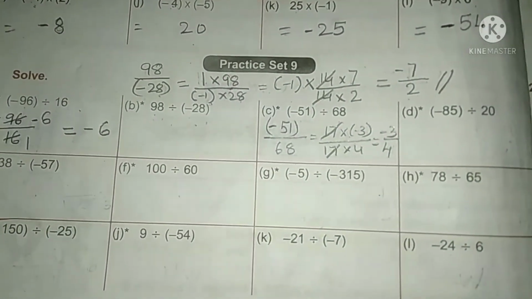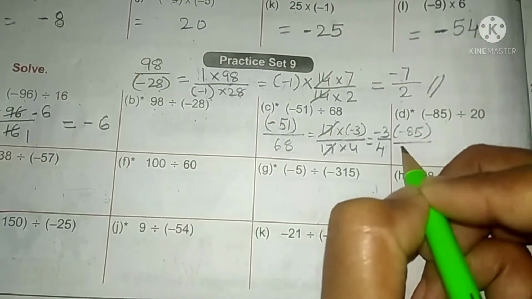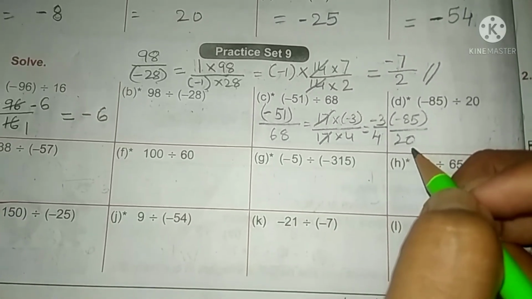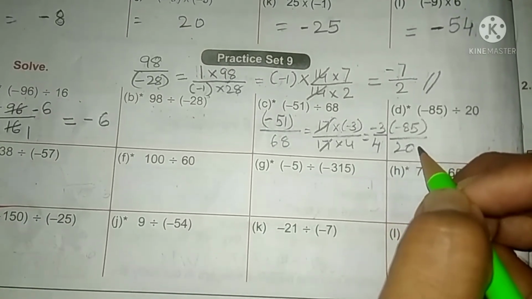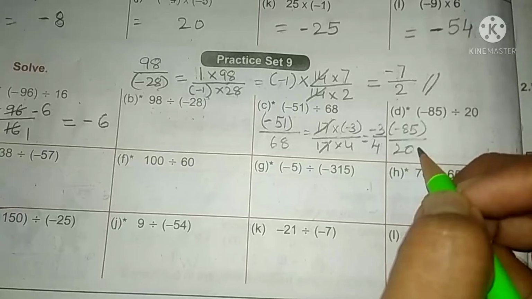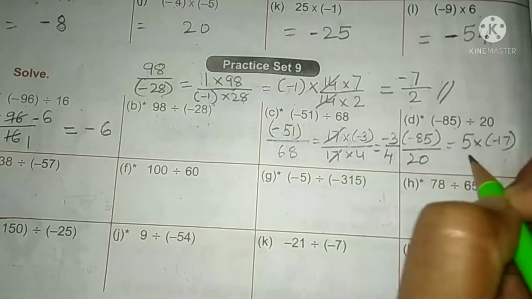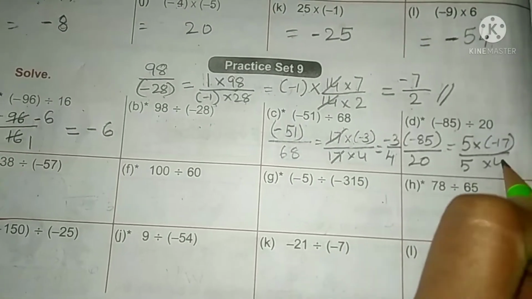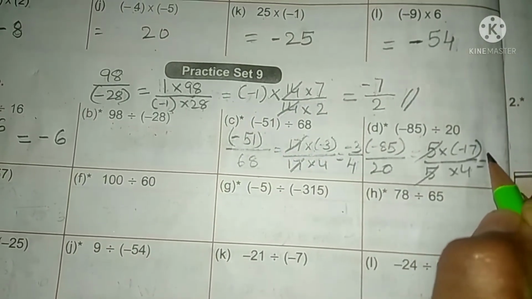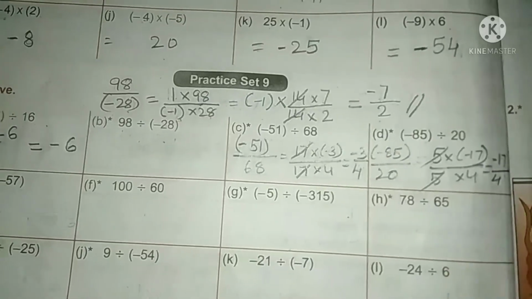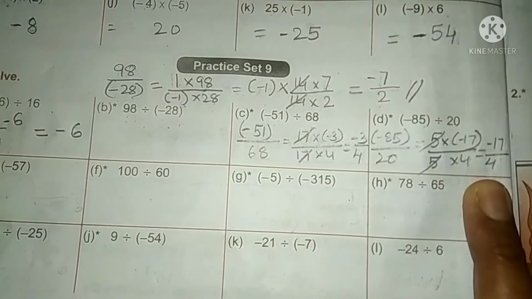Clear? Now the next one given is minus 85 divided by 20. Here we have to divide minus 85 by 20. Together, minus 85 upon 20 is divisible by which number? It is divisible by 5. 5 multiplied by minus 17 upon 5 multiplied by 4. So 5 will get divided, 5 ones are 5, 5 ones are 5. So what will you get? You will get minus 17 upon 4. Clear, students? Here you will get minus 17 upon 4.